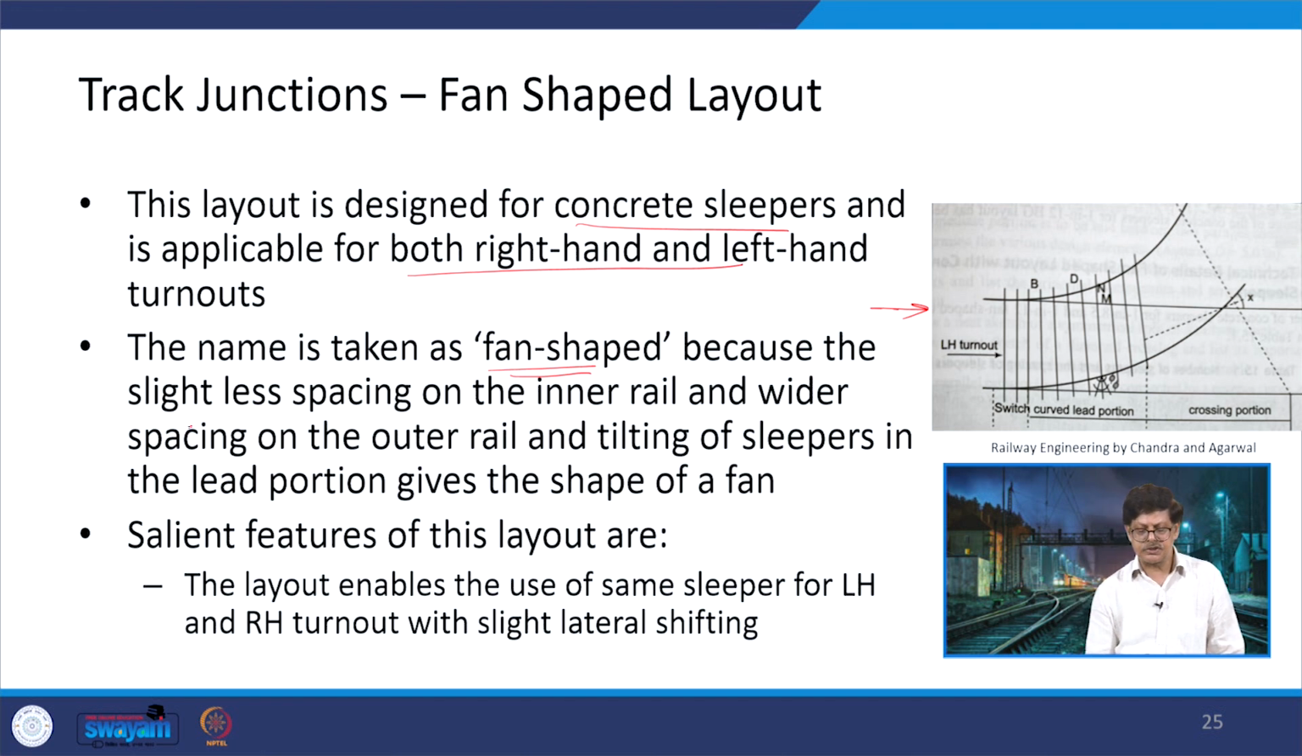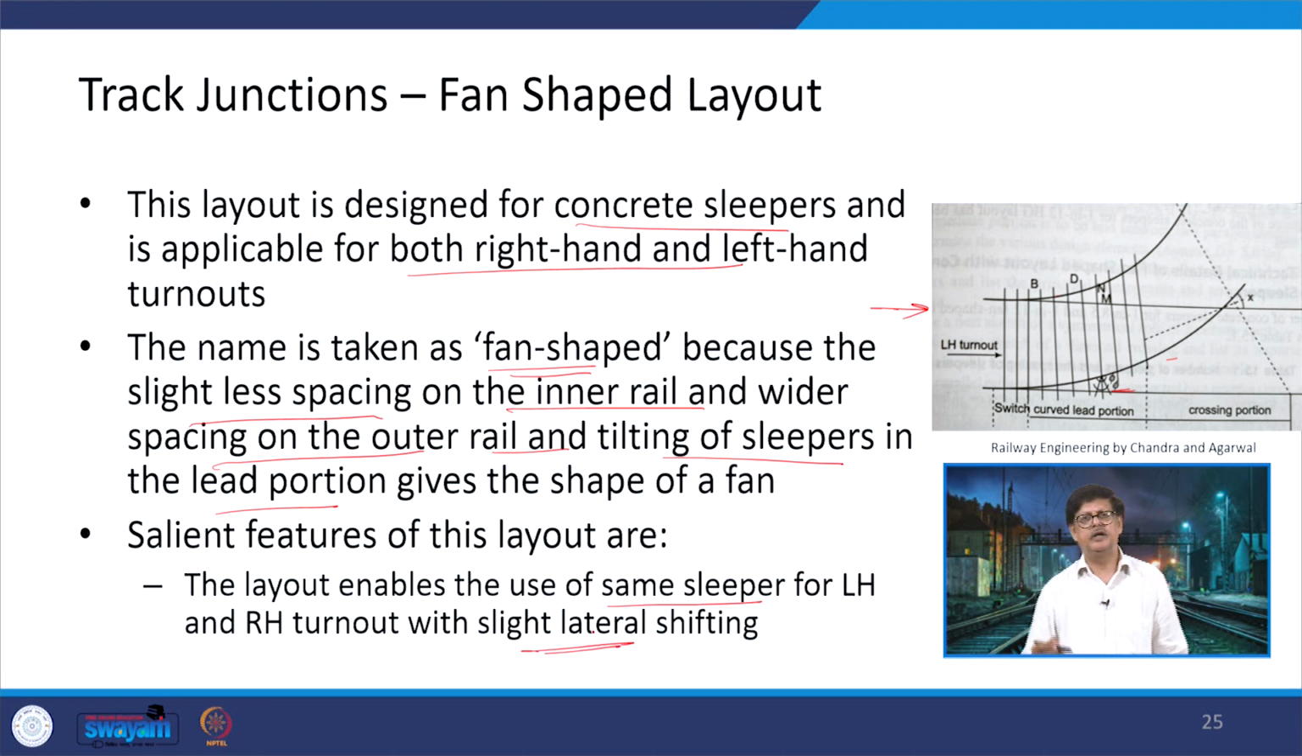The reason is the slightly less spacing on the inner rail and wider spacing on the outer rail, and tilting of the sleepers in the lead portion gives the shape of a fan. So, you have less spacing on the inner rails there, whereas it keeps increasing on the outer rail. The salient features are, this layout enables the use of the same sleeper for left hand and right hand turnouts without making much of the changes. There is a slight lateral shifting, and with the help of that the same sleeper can be used.